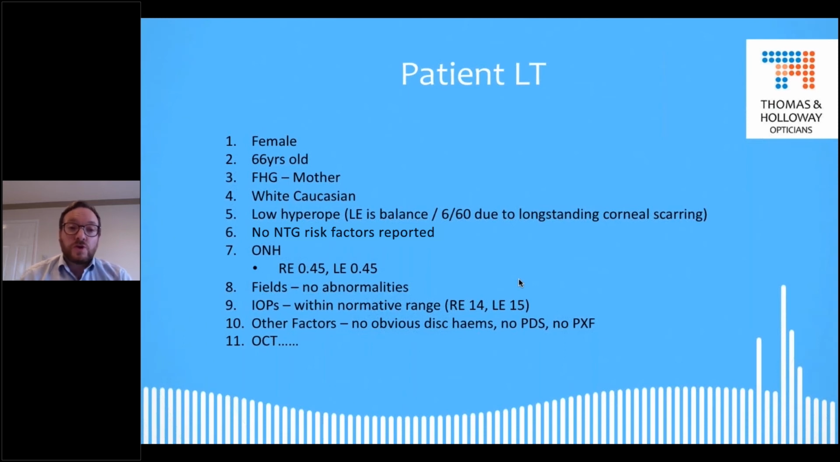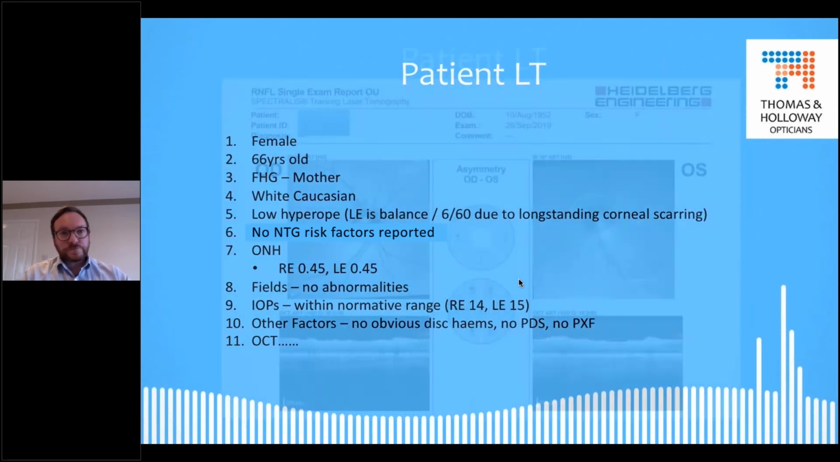She has no normal tension glaucoma risk factors. The optic nerves are broadly speaking symmetrical. The fields show no abnormalities, and the IOPs are within a normal range of 14-15. Again, we've got no other clinical factors evident on a slit lamp assessment. So let's have a look at the OCT.